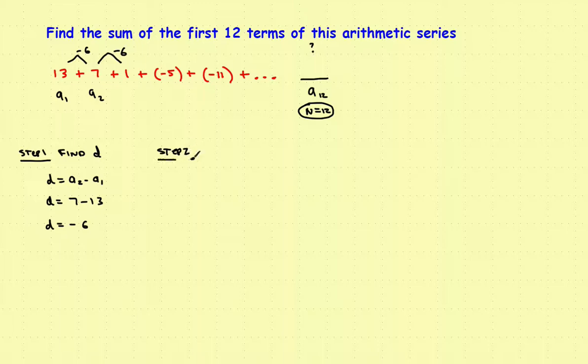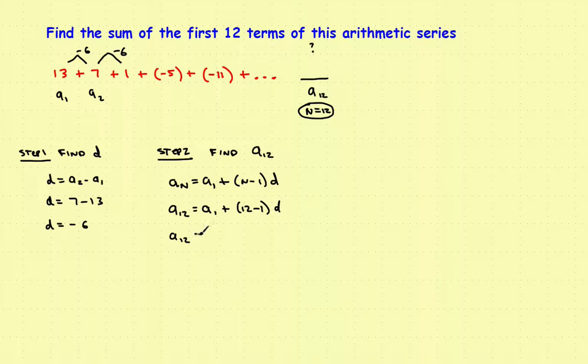So what step 2 is, in this case we want the 12th term, we want to find a sub 12. So to find a sub 12, again, we'll just start with the formula. A sub n is a sub 1 plus n minus 1 times d. So in our case, we want the 12th term. The first term would be a sub 1 plus, and we want 12 minus 1 times the common difference.